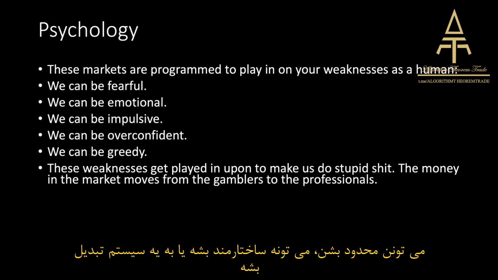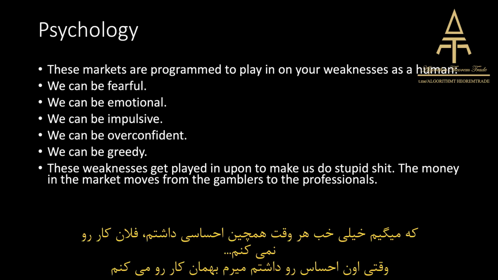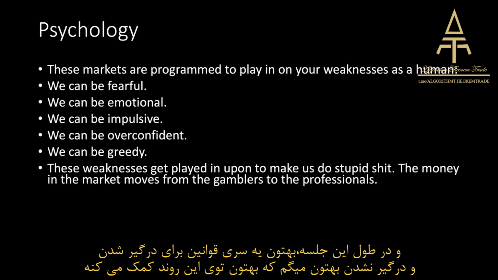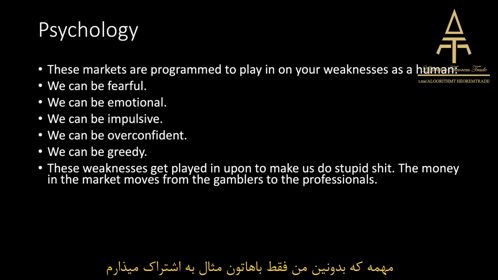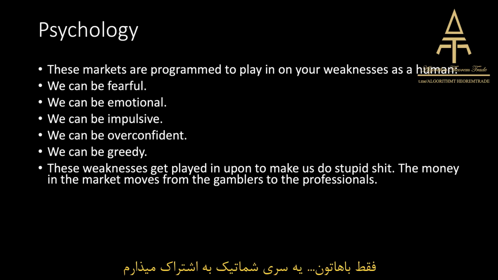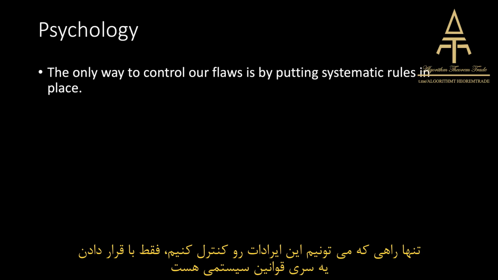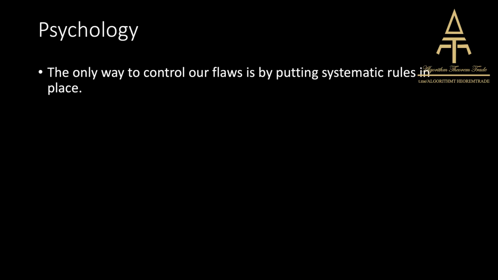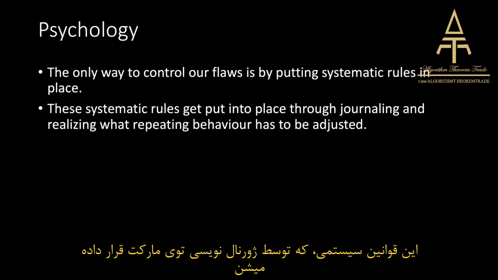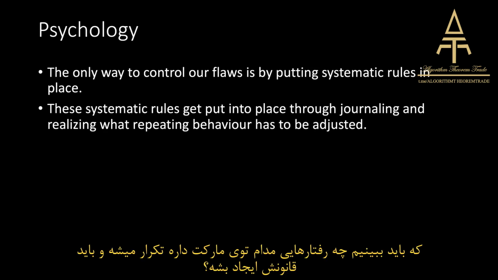There can be a structure or a system that says, okay, whenever I feel this, I don't do that. Whenever I feel that way, I do that. And during this lecture, I'm going to share with you rules of engagement and disengagement that will help you within that process. It's important to note that I will just share examples. I will just share schematics. The only way to control our flaws is by putting systematic rules in place. These systematic rules get put into place through journaling and realizing what repeating behavior has to be adjusted.